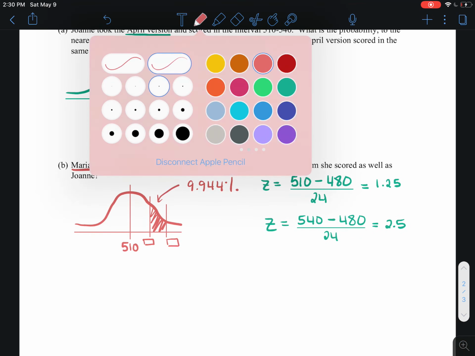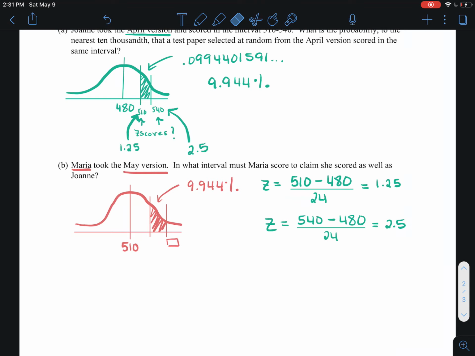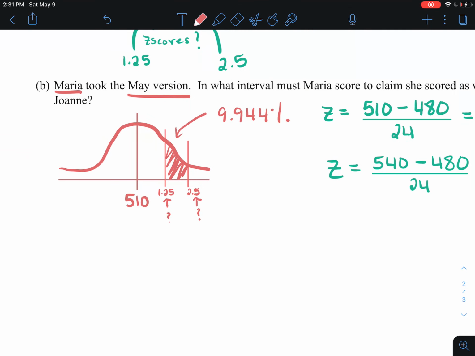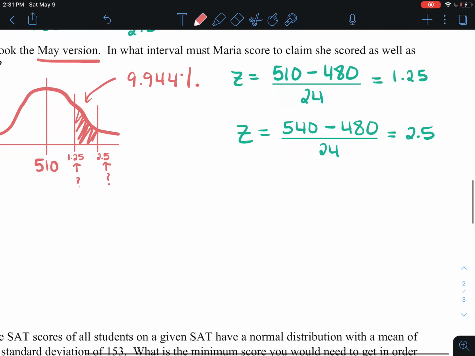Now what we're going to think about here is, I'm just going to get rid of these boxes because they're a little small, if I can figure out what score based on the May statistics would be either 1.25 or 2.5. Again, these are just z-scores, not actual scores on the test. But if I could figure out what scores correlated to these z-scores, then I would know exactly what Maria has to score between to do as well as Joanne. So we can use this z-score formula again. Now I know the z-score, 1.25. I don't know the score she has to earn, but I know the average. That was a 510, right?